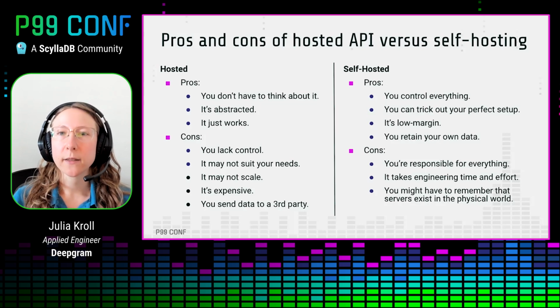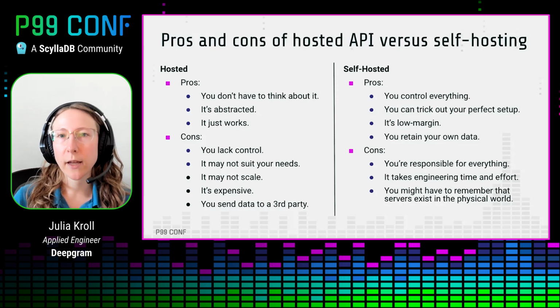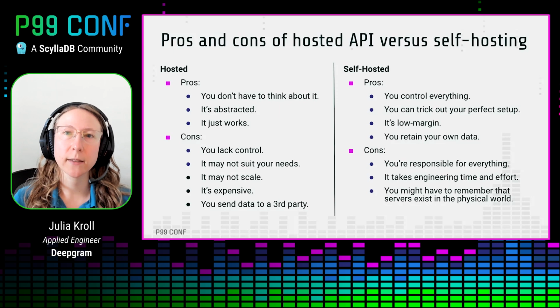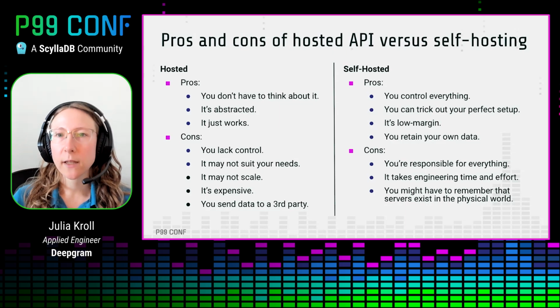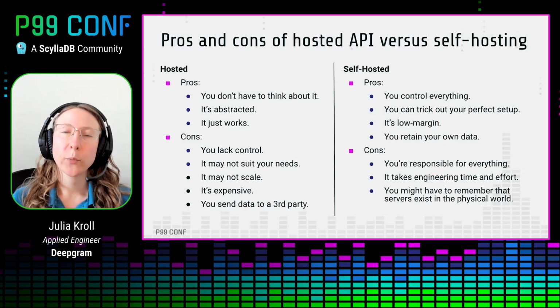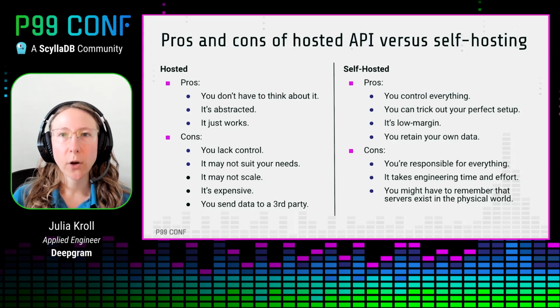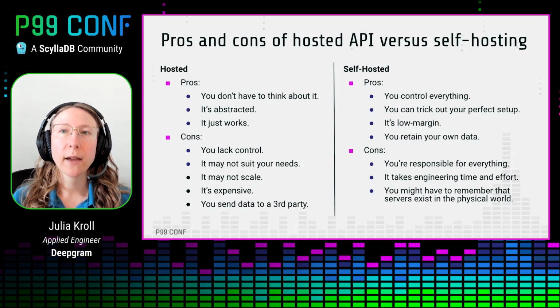It also may not scale if you have a large volume of traffic. It's expensive because it actually abstracts away a lot of the costs, both of the hardware that the model is running on and of the engineering effort to maintain the API itself. And finally, you're sending your data to a third party. When you're sending that data point to have inference run, the third party has to receive your data in order to run that request.